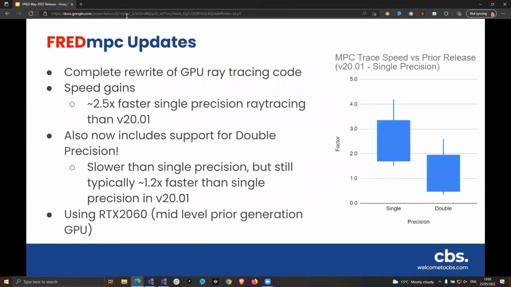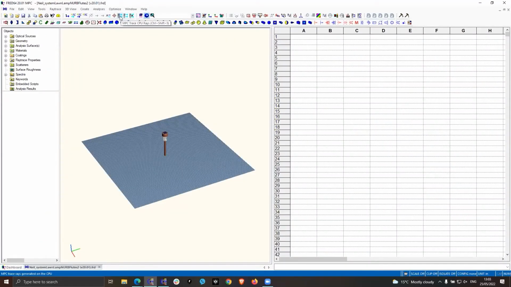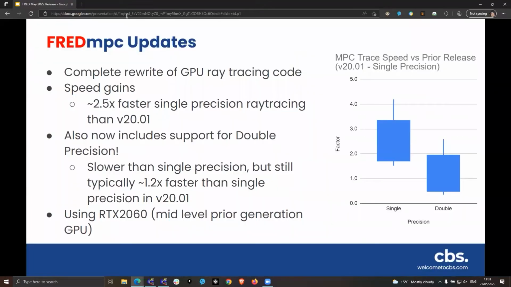So the MPC updates, before I talk through this slide, I'm just going to switch into FRED here. This is the former version of FRED, and I'm going to kick a calculation off because we're going to talk about the actual ray trace speed. So I'll let that go in the background whilst I'm talking here.